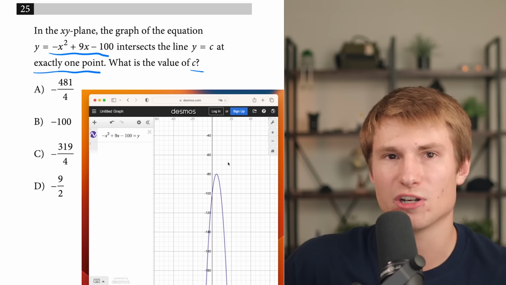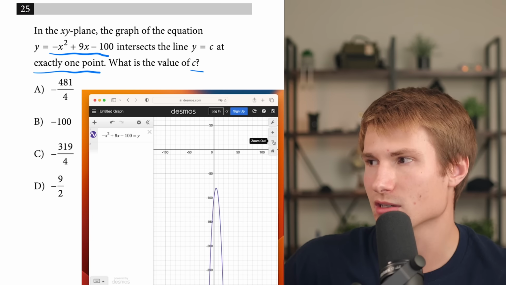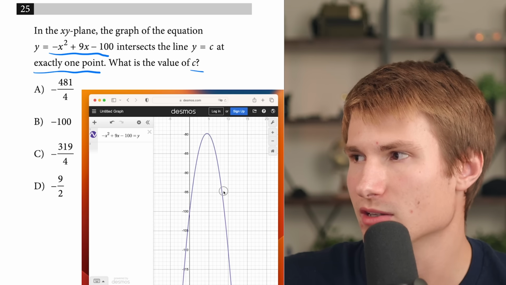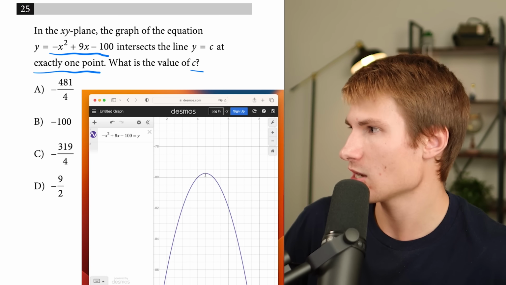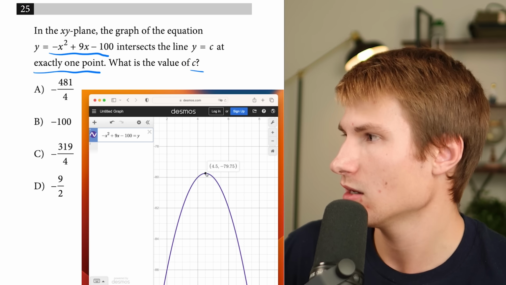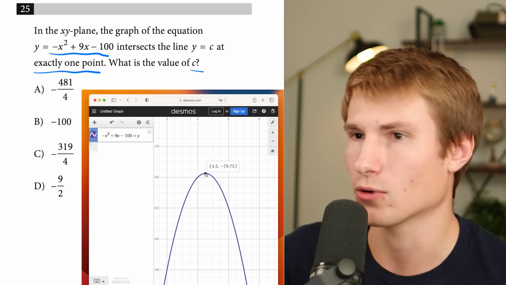Okay, so we know that it intersects at exactly 1 point, so that's going to be where the vertex is. So let me go ahead and zoom in so you can see this clearly. Okay, as we can see, our vertex is going to be right here. We can kind of click on it. And we see that the x coordinate for that is 4.5.